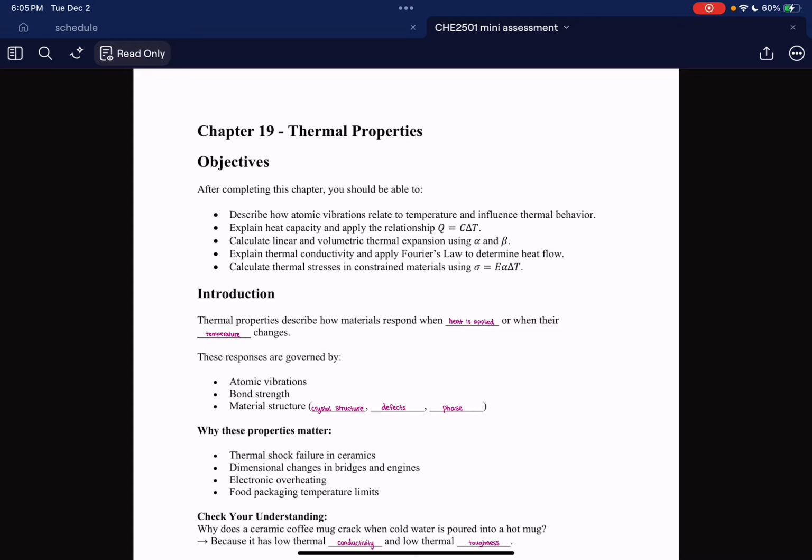calculate linear and volumetric thermal expansion using the linear expansion coefficient and volumetric expansion coefficient, explain thermal conductivity and apply Fourier's law to determine heat flow, and finally, calculate thermal stresses in constrained materials using the thermal stress is equal to the modulus of elasticity times the linear expansion coefficient times delta T.